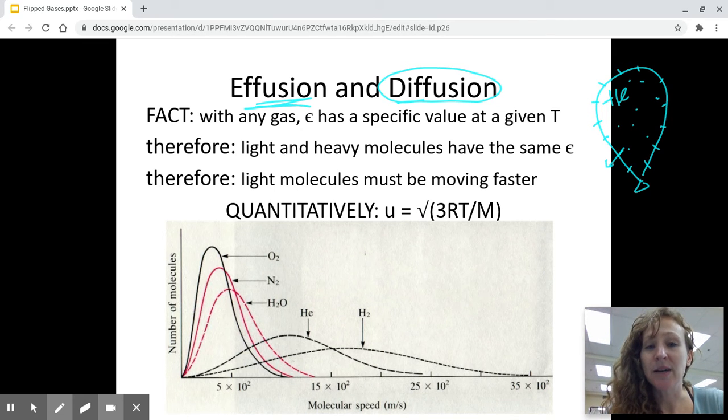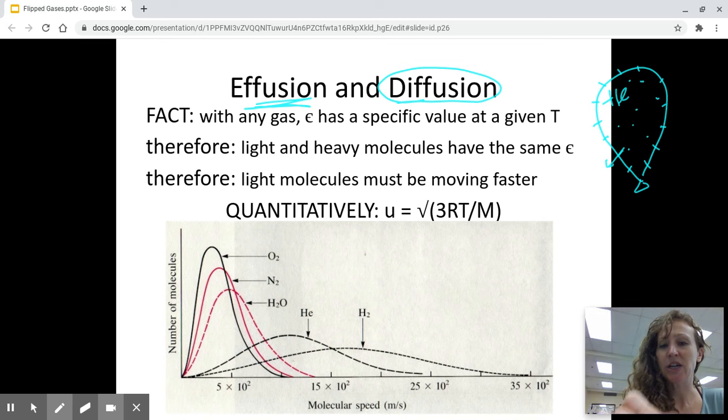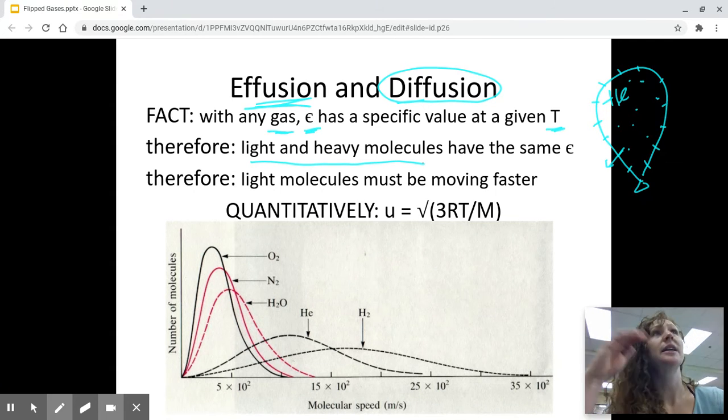Okay, so for example, here are some generalized relationships. We know that any gas has a specific kinetic energy at a specific temperature. Light and heavy molecules, think helium versus xenon, for example, are going to have the same average kinetic energy. Their mass doesn't matter. Their kinetic energy is going to be the same.